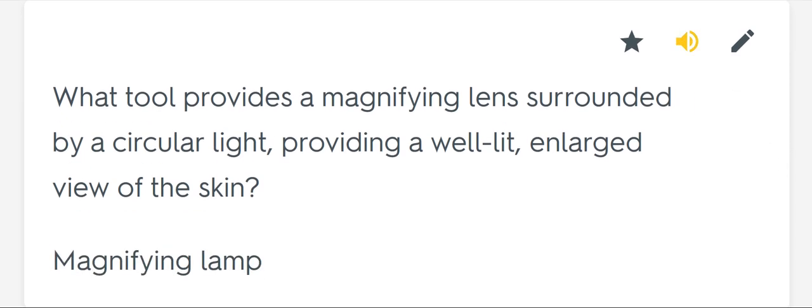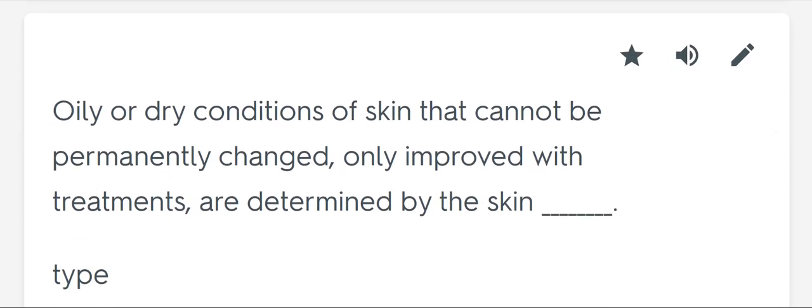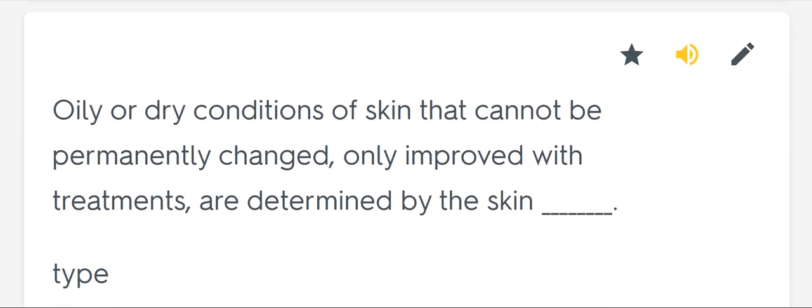What tool provides a magnifying lens surrounded by a circular light, providing a well-lit, enlarged view of the skin? Magnifying lamp. Skin type is determined by how oily or dry the skin is. Oily or dry conditions of skin that cannot be permanently changed, only improved with treatments, are determined by the skin type.